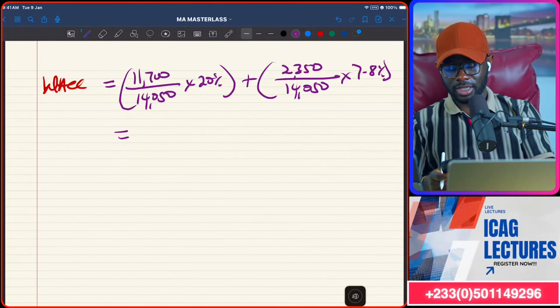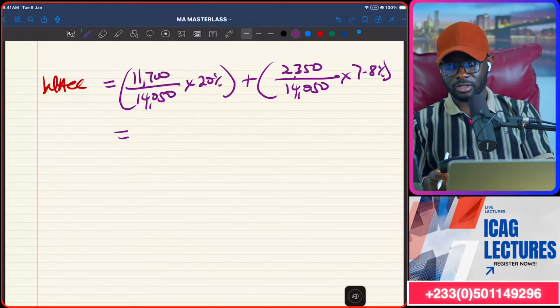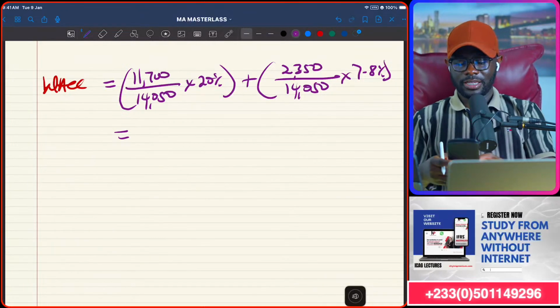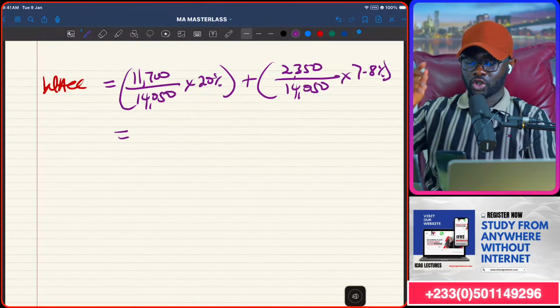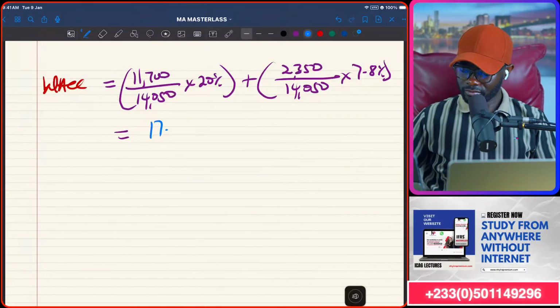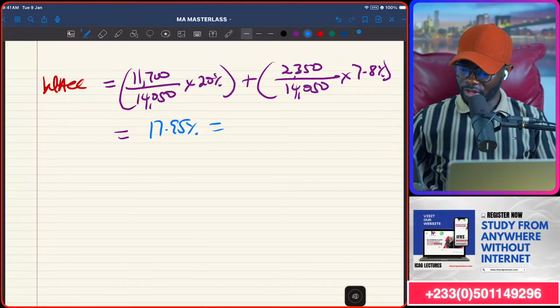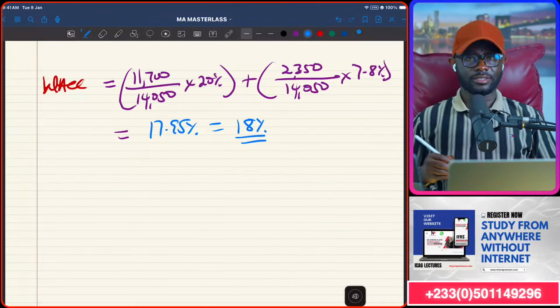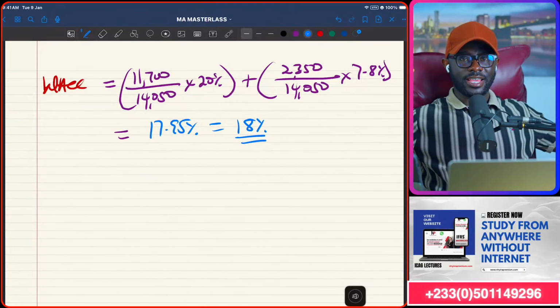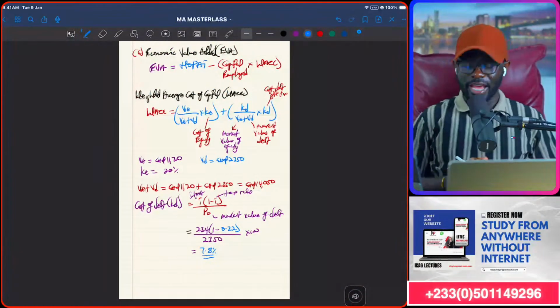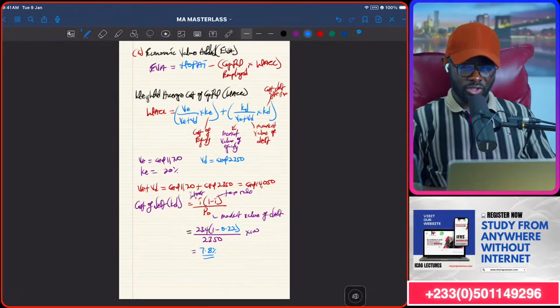Relax. Looks like I'm making an error somewhere. 0.078, yeah, that's true. I'm making an error somewhere. Times 100. So that is 17.95%. Approximately, we can take that to 18%. Easy peasy. So that is how we calculate the weighted average number of equity shares.